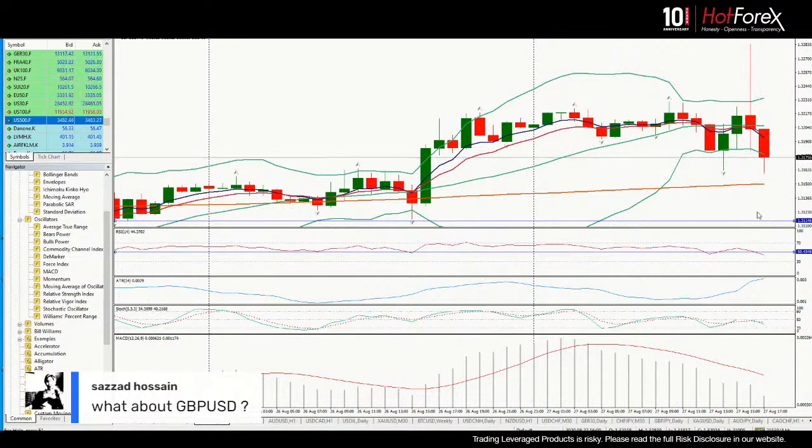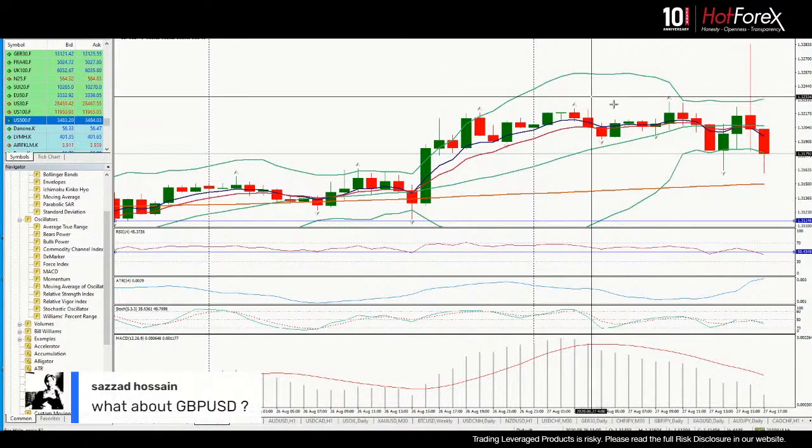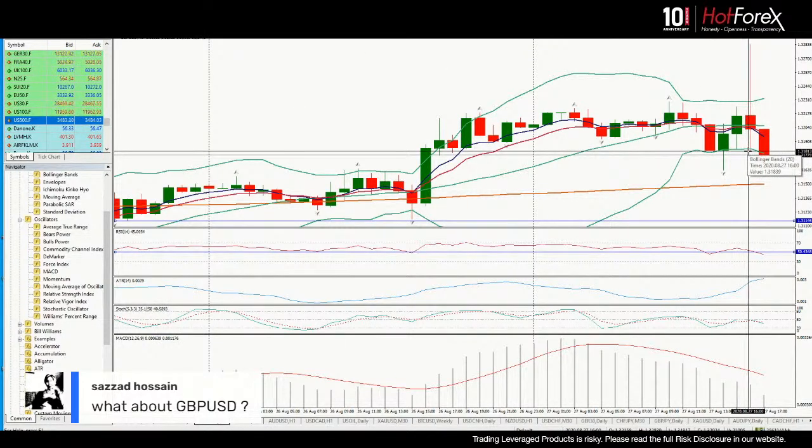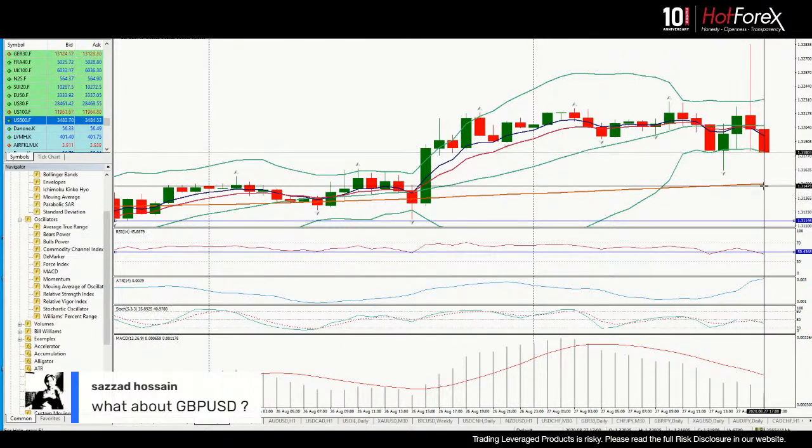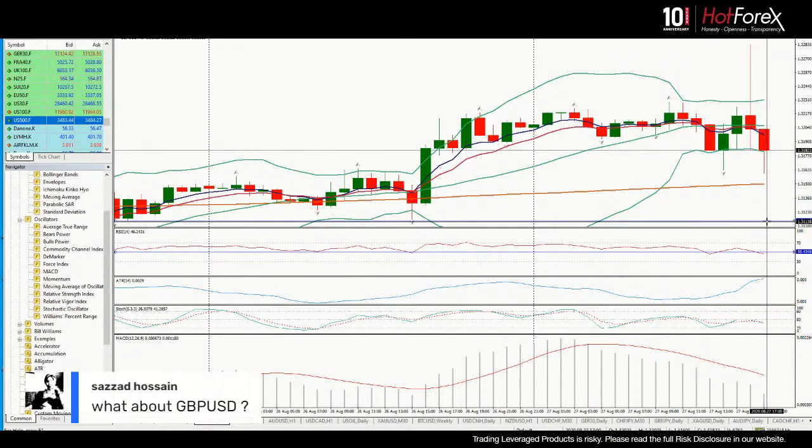So we might see extending losses in the next few hours if it manages to close below the latest low, which was 131.80. If it closes below that, then it could retest the 200 period moving average, and if it breaks that level as well, then it could retest yesterday's support at the 131.13 area.